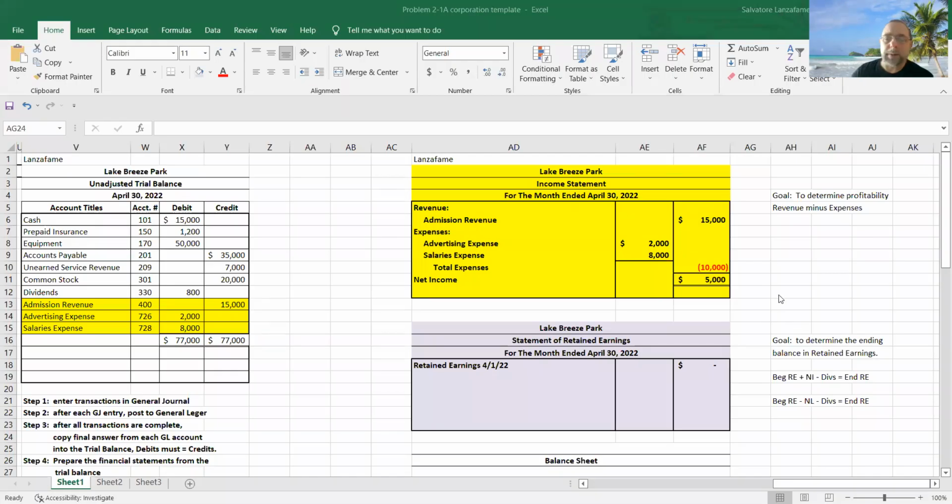Okay, so I think my screen did disappear there for a second. So it should be available for you to see again.